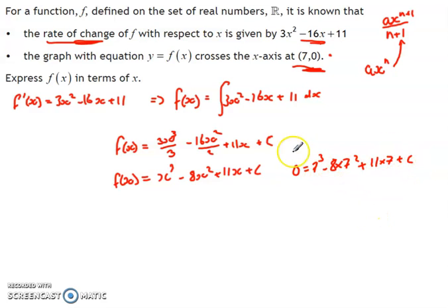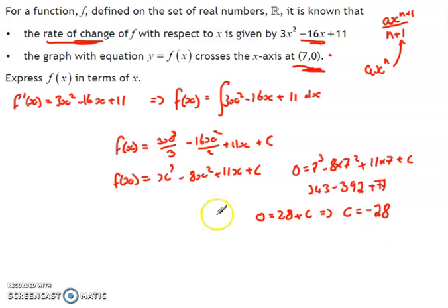So what I can do is simplify this side here, and then rearrange it to get c equals and find that constant of integration. So each term on its own, 7 cubed is 343. That's then going to be take away 8 times 7 squared, which is 392, plus the 11 times 7, which gives me 77 there. If I simplify all of this, what I'll end up getting is that 0 is equal to 28 plus c. So from that, I can say that c, my constant of integration, is equal to negative 28.